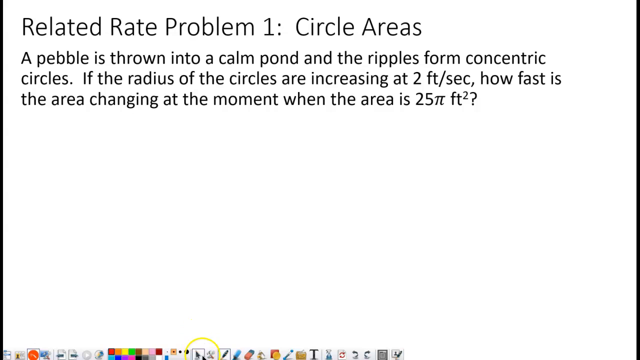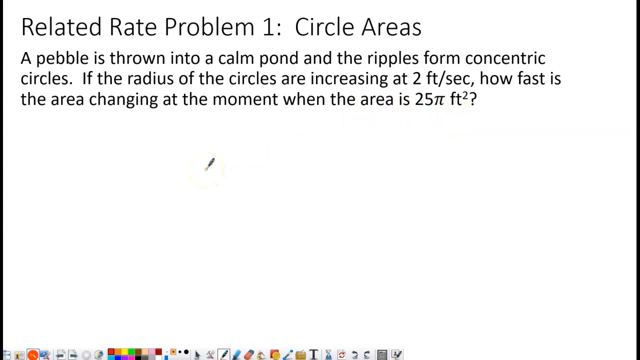So let's read it first. A pebble is thrown into a calm pond and the ripples form concentric circles. If the radius of the circles are increasing at a rate of 2 feet per second, how fast is the area changing at the moment when the area is 25 pi square feet?